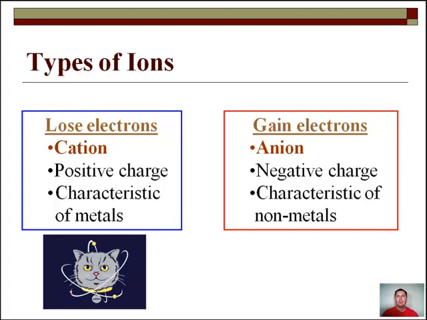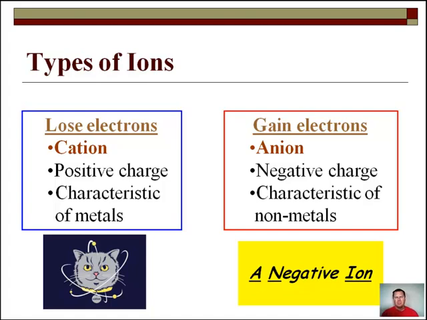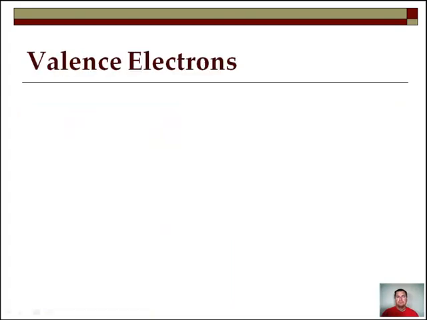Here's a good little hint for remembering this. An anion, for me, stands for a negative ion. It's a good way to remember that. I'll tell you another one about the cat in class, how to remember that. So, cations lose electrons and have a positive charge. Anions gain electrons and have a negative charge.